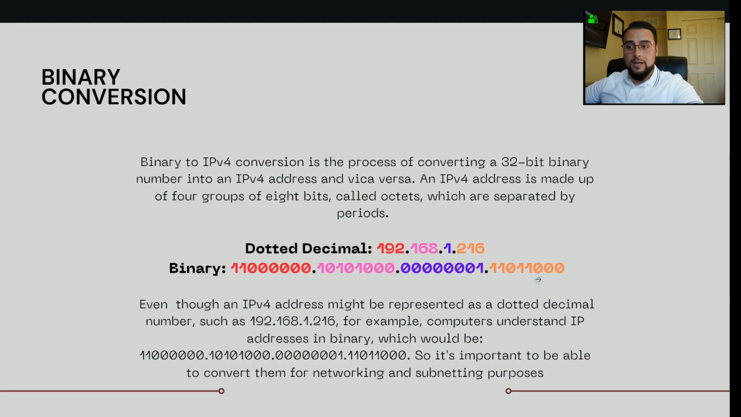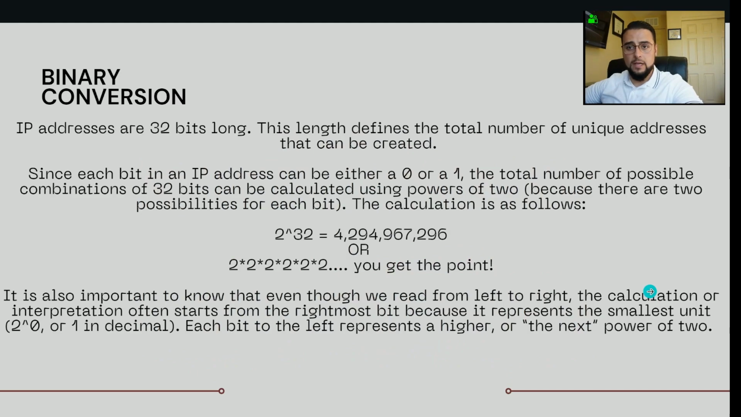Even though an IPv4 address might be represented as dotted decimal for us to read, computers usually read it as binary. So it's important for us to be able to convert back and forth from dotted decimal to binary for networking and subnetting purposes. IPv4 addresses are 32 bits long.